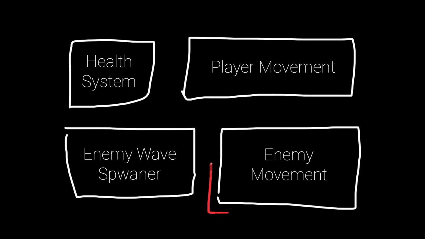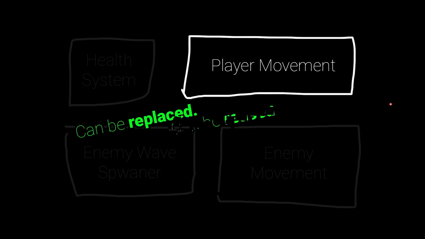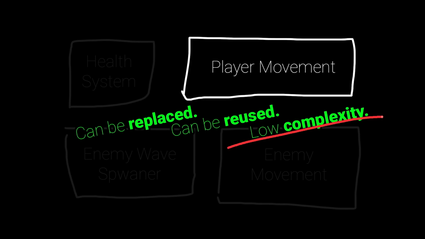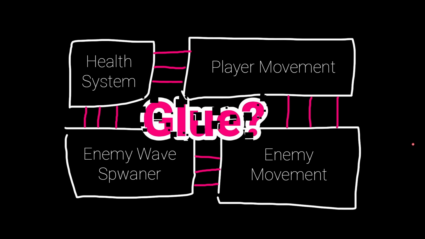And if you do this well, you'll end up with a bunch of isolated systems. So you'll have a player movement system, a health system, an enemy wave spawner, an enemy movement system. And each of these systems is completely independent from all the other ones. It can be replaced, it can be reused, and it has low complexity because it is isolated from the other systems. And then you just essentially use some glue to tie it all together.